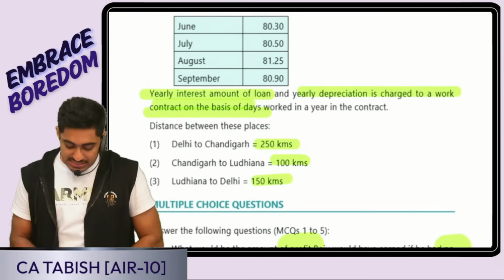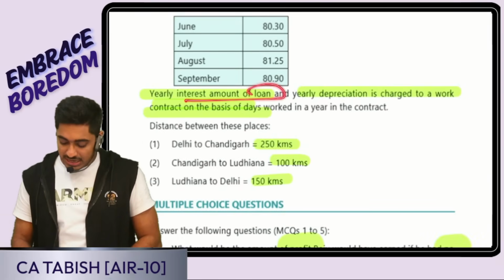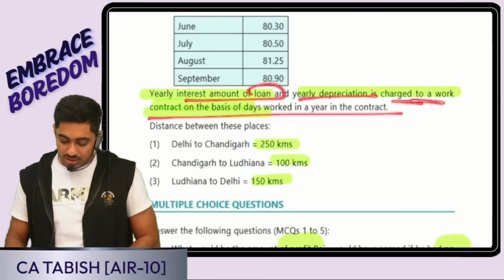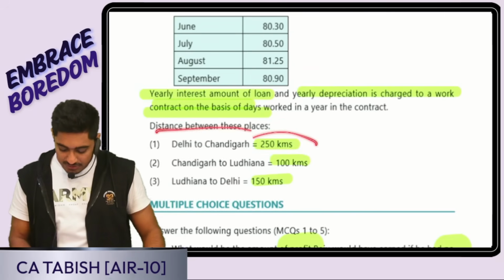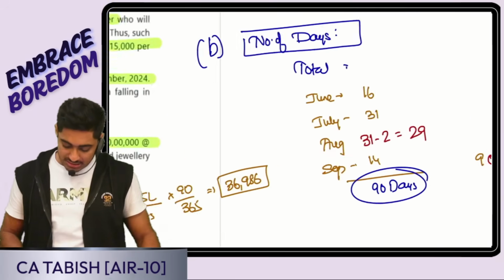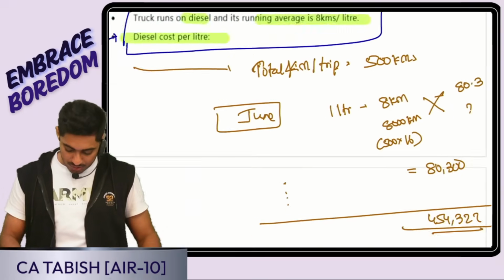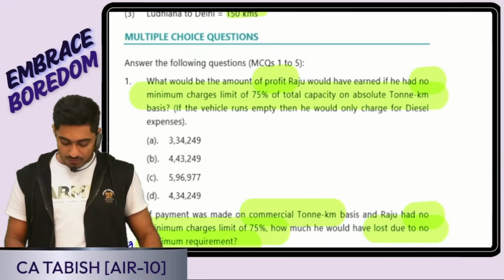Pay attention. The yearly interest amount of the loan and the yearly depreciation are charged on the basis of the number of days worked. We have worked for 90 days, accordingly we'll be charging. The distances given are 250, 100, 150. Okay boss, in this drawing I have already included that. Not a big deal. Now, what is the first requirement they're asking?